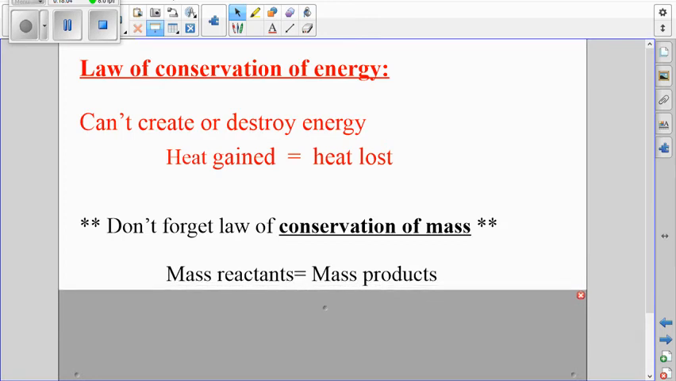And remember, again, do you have to write this in black? I don't think so. You probably know this from Unit 2. Remember, the mass of reactants is equal to the mass of the products. The mass before is equal to the mass after. The heat gained is equal to the heat lost, and vice versa.